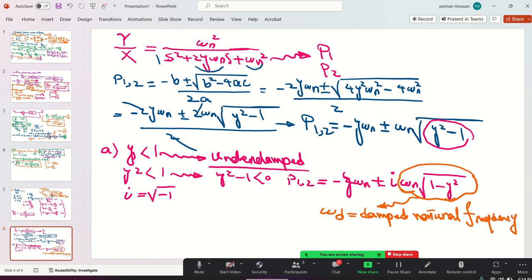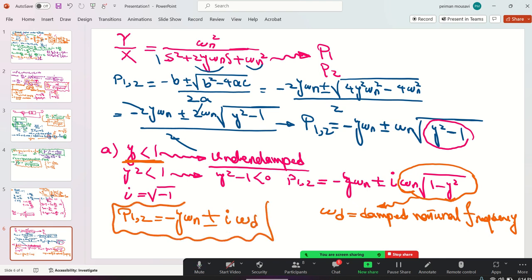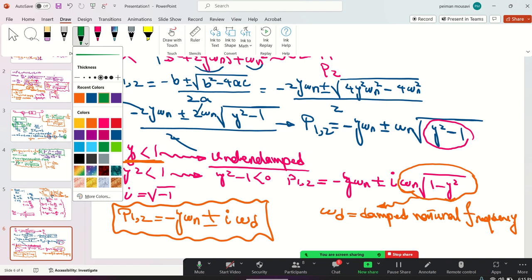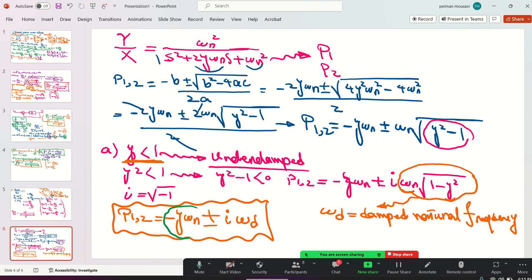So when your system is underdamped, the poles of the system are going to be minus zeta omega n plus or minus j omega d. As we are not blind, we see that the poles have two parts. One real part, which is negative, and an imaginary part.